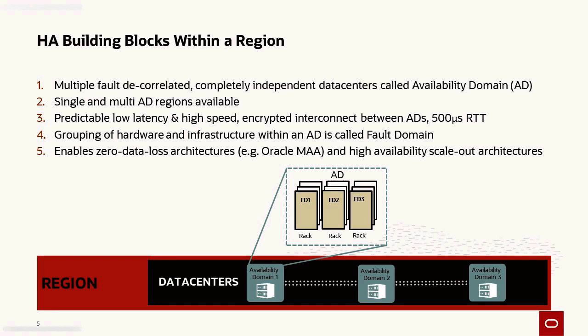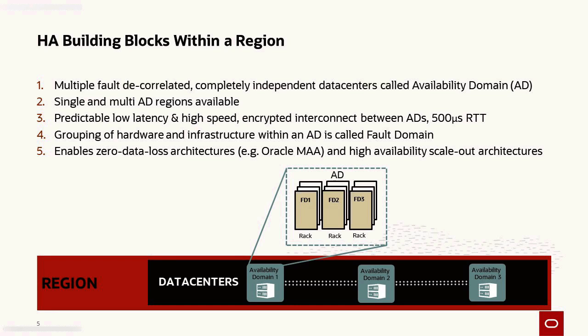An AD is a completely independent data center that might be one physical building or a campus with buildings that are in close proximity to each other. Some regions, like Ashburn and Phoenix, have multiple ADs within a metro area, while others consist of only one AD. Regions with multiple ADs have low latency, high-speed encrypted connections between each other. They are designed to have around 500 microseconds of latency between each other.